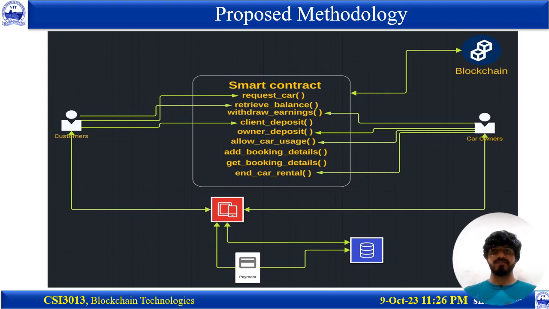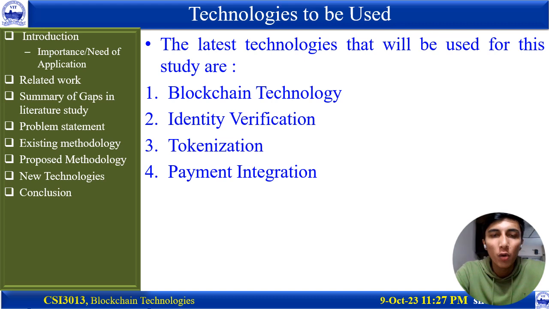Thank you. So now I will be explaining the technology to be used. The latest technology that will be used for this study is blockchain technology. Blockchain is at the core of the system, providing a decentralized and immutable ledger to record transactions, verify identities, and manage smart contracts. Identity verification: to ensure trust and security, you can integrate an identity verification server that validates both driver and passenger, and involves KYC, know your customer, precisely.